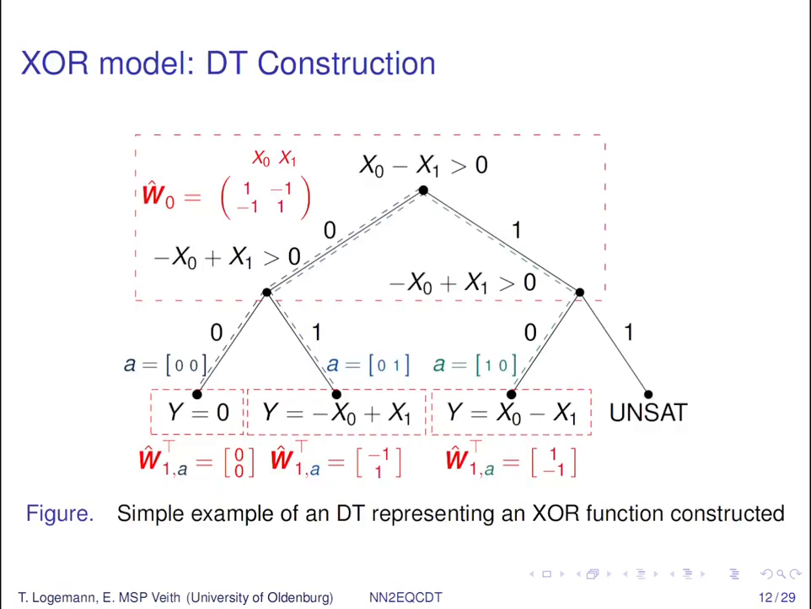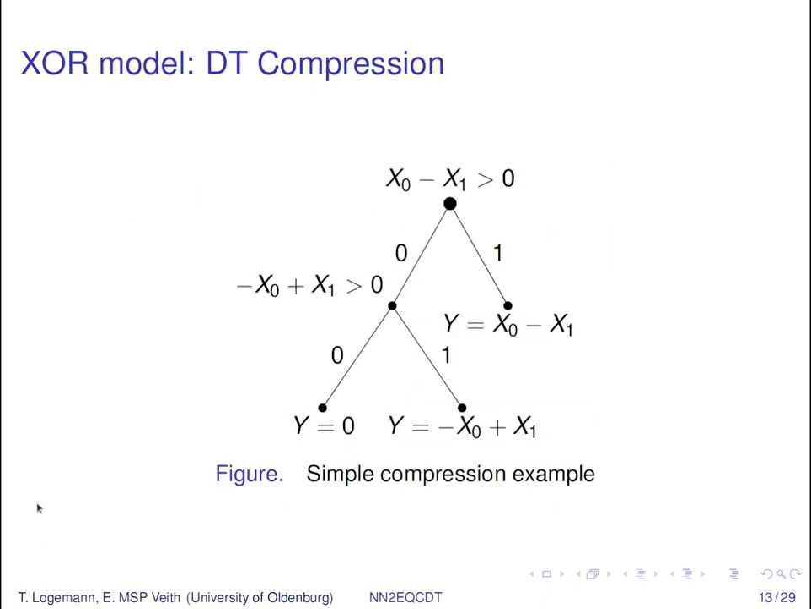Next, we have an example construction for an XOR model. Here you can see the effective weight matrix calculation for the specific decision tree path and therefore activation vectors. This decision tree can be compressed by removing the unset and its parent node and directly connecting the third leaf to the root node, as you can see in this compression example.